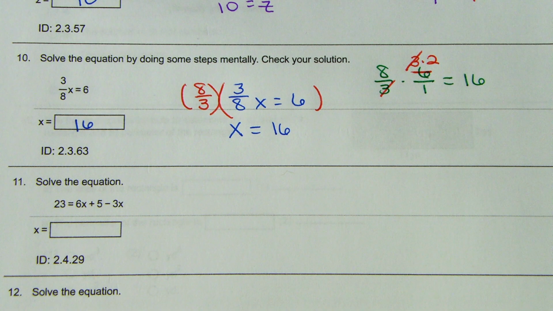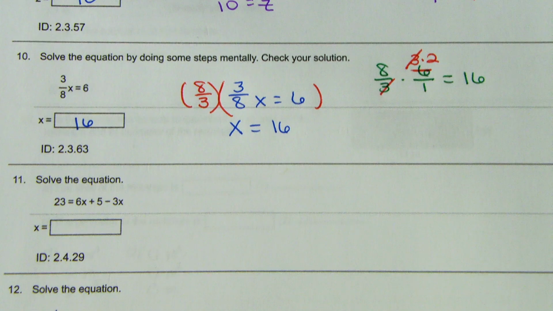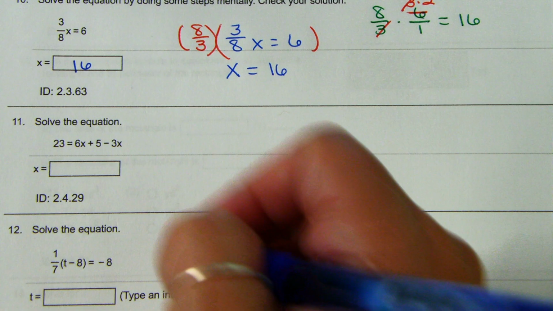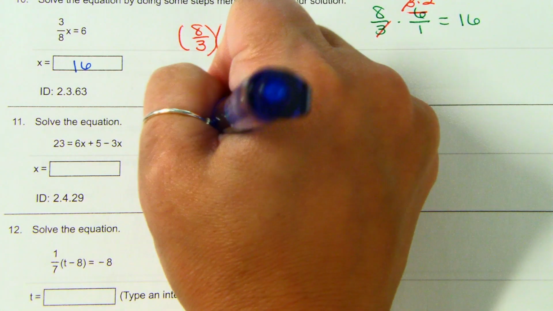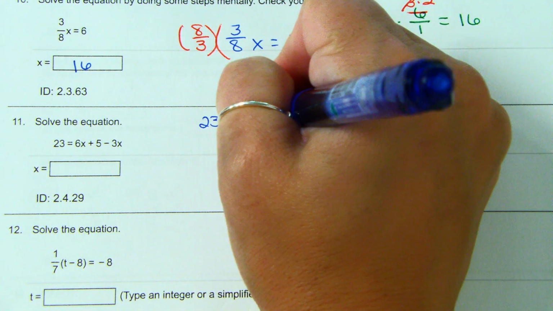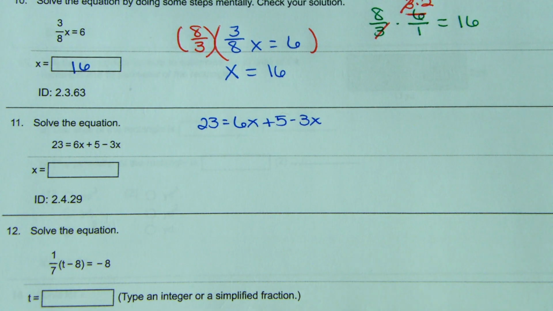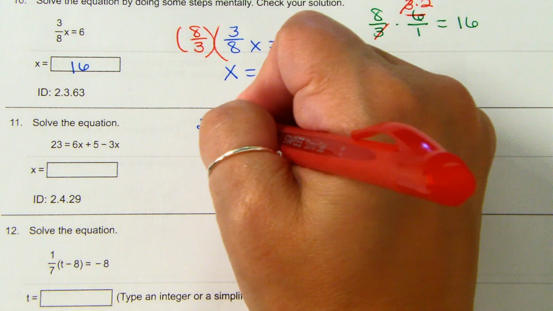I am going to come over to the side and take 8/3 times 6 so I can figure out what that is. I have 8/3 times 6, but I put that over 1. And again, I'm going to choose to simplify first because I know that 6 is 3 times 2, so that 3's will cancel, leaving me with 8 times 2, which is 16. That means x is 16.